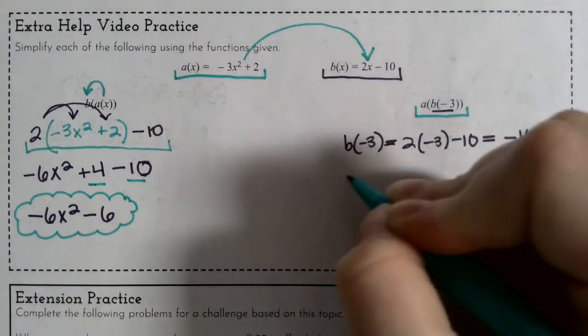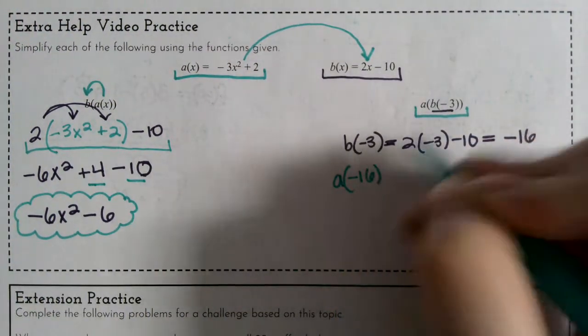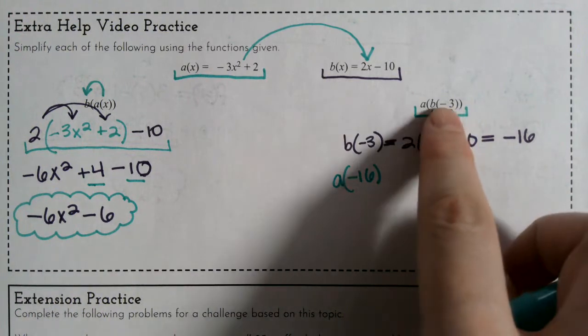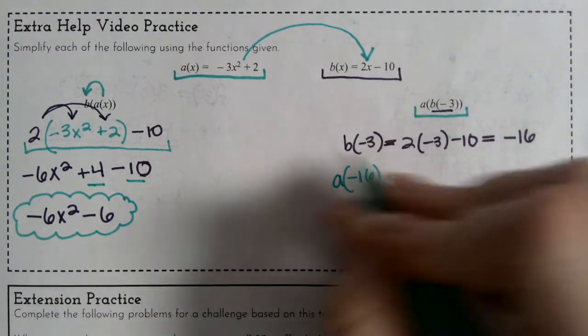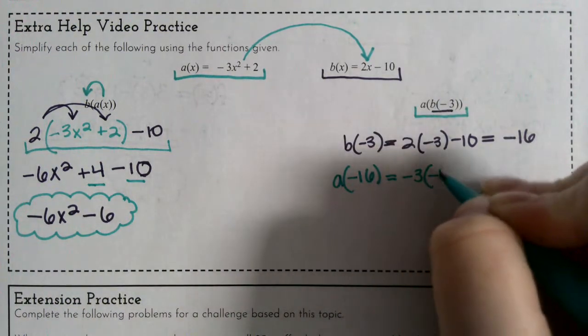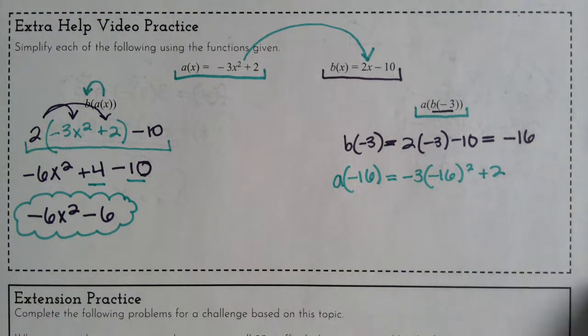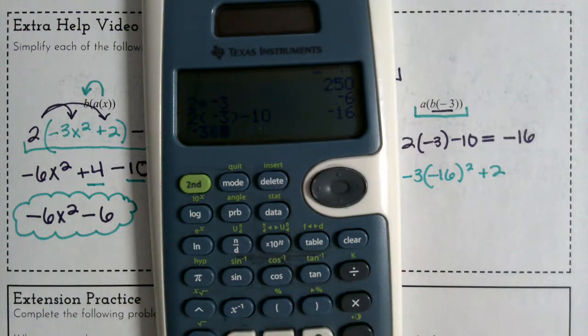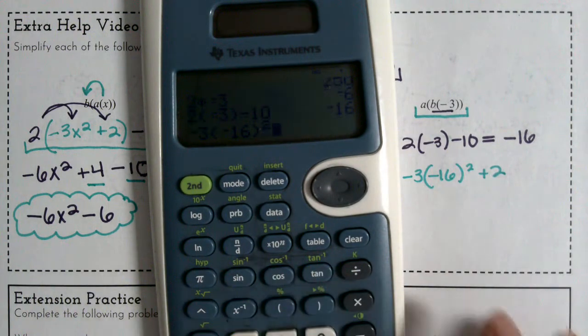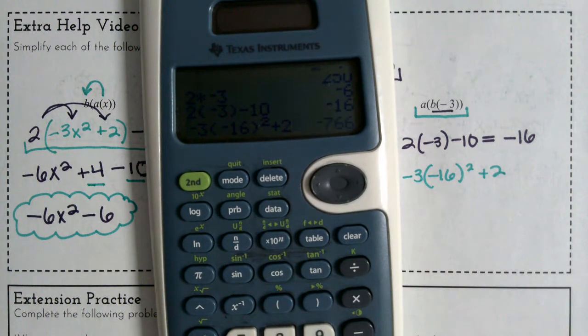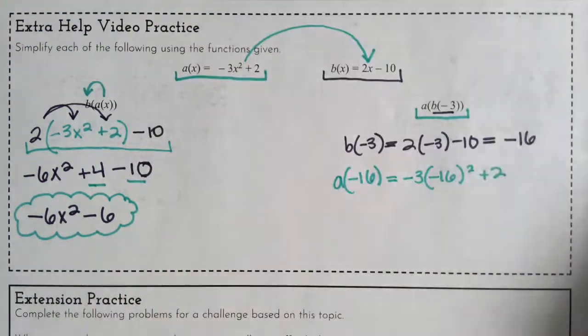So then I need to find a of negative 16. So it's like I found b of negative 3. I take that number, I plug it into a. And so I can plug that into my calculator. To get negative 766.